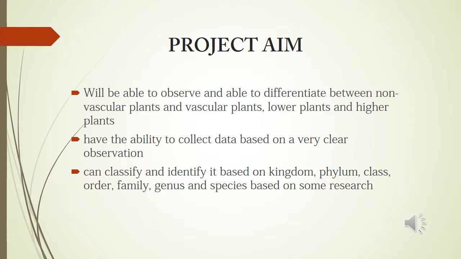Aim. We will be able to observe and differentiate between non-vascular plants and vascular plants, and lower plants and higher plants. We have the ability to collect data based on clear observation, and to clarify and identify it based on kingdom, phylum, class, order, family, genus, and species based on some research.